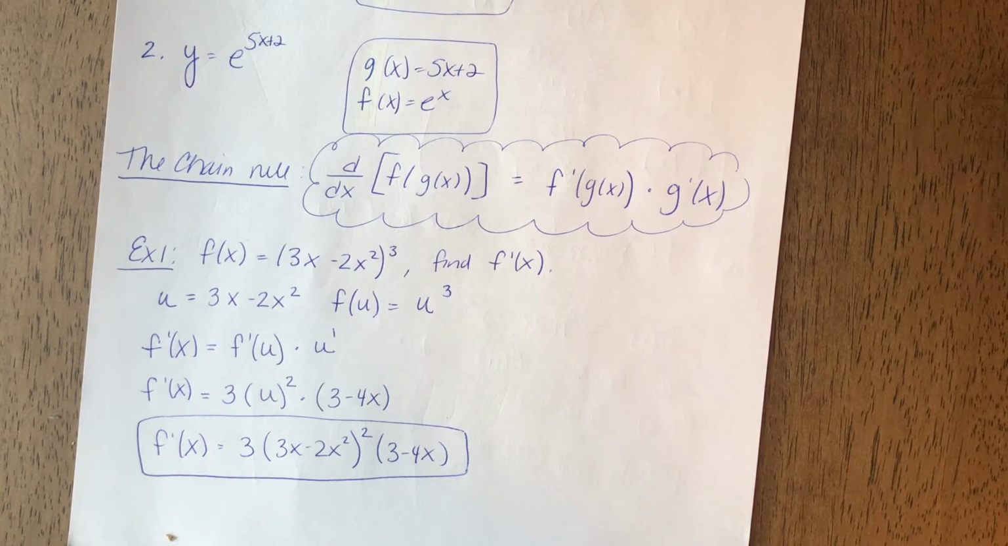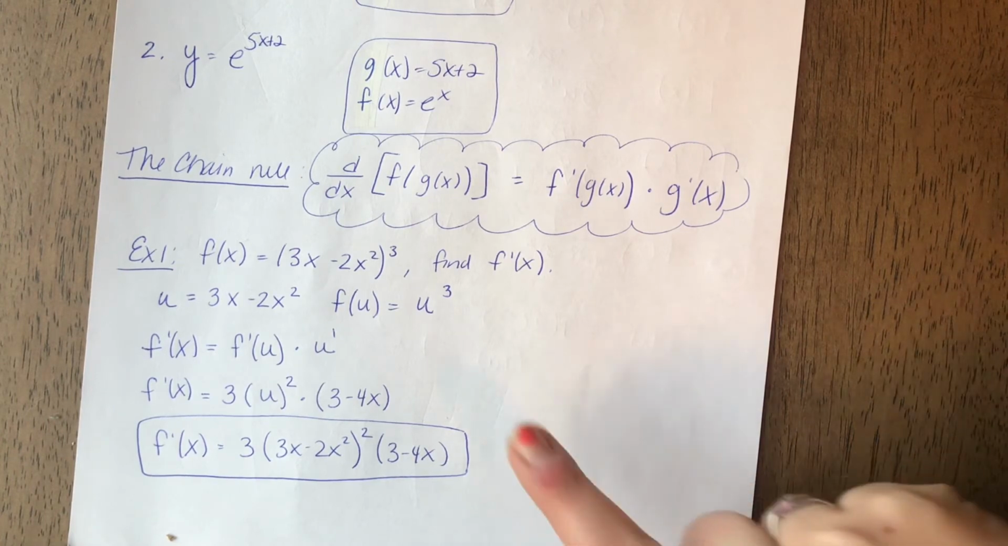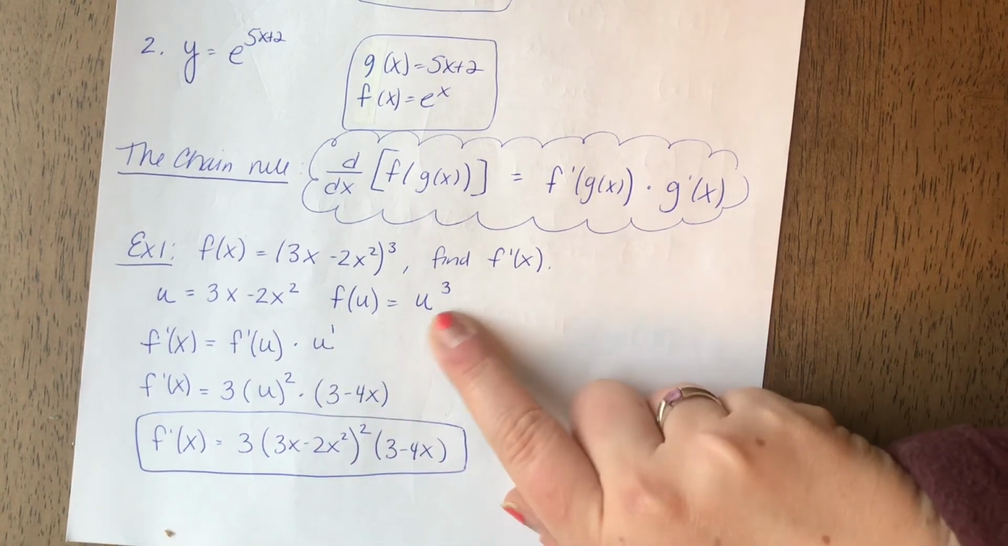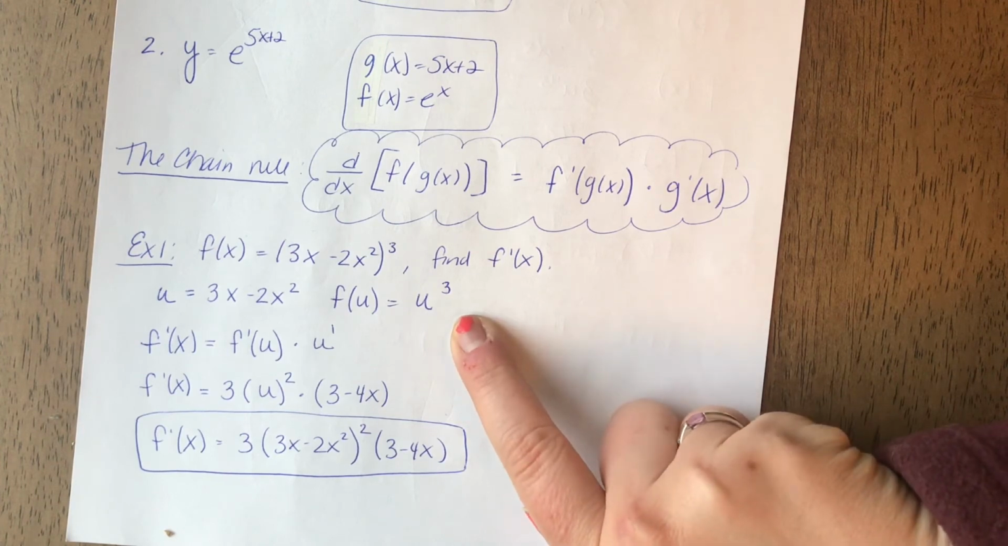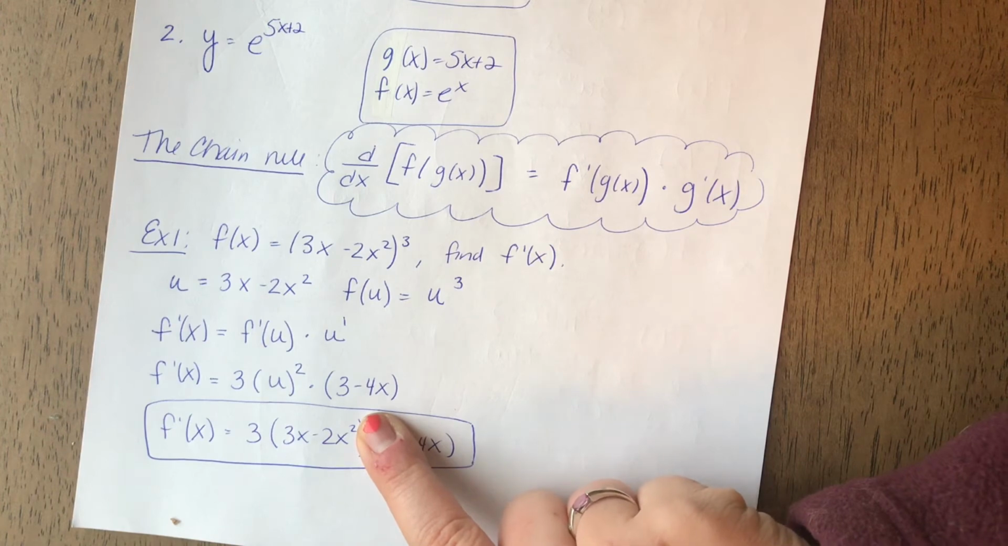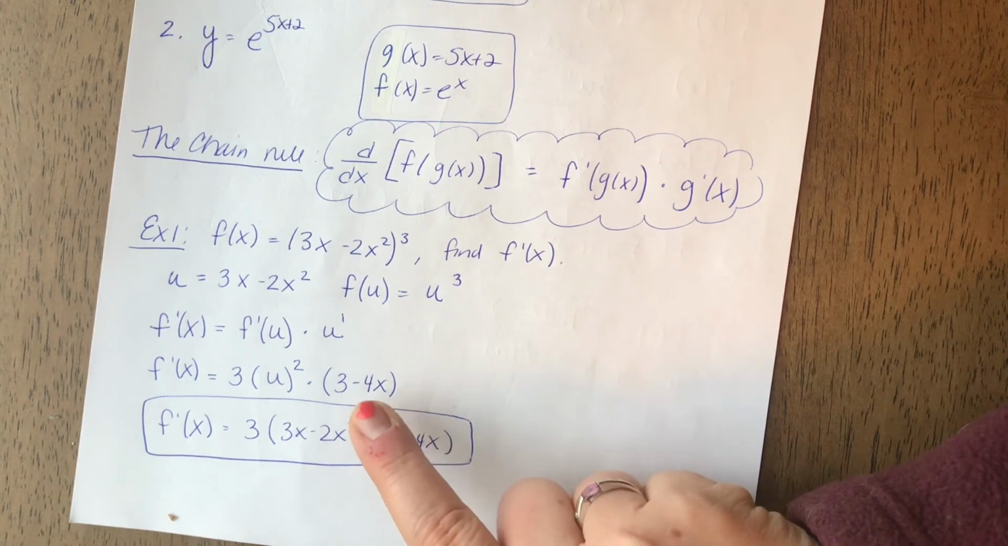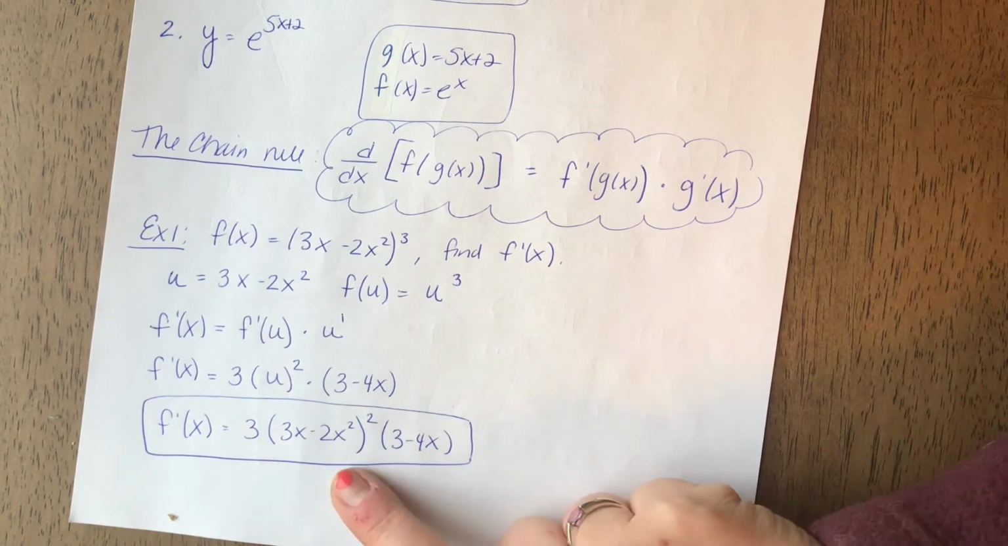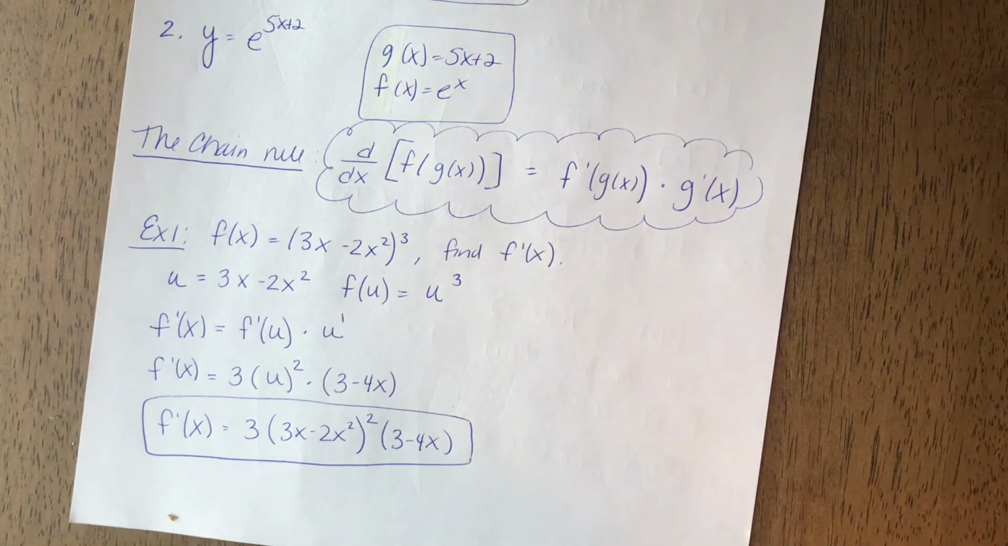So the derivative of f of x is f prime of u times the derivative of just u. So looking at f prime of u, taking the derivative of this function is going to be 3u squared times the derivative of u, u prime, which is 3 minus 4x. Then what you have to do is substitute what u is, and you now have your final answer.